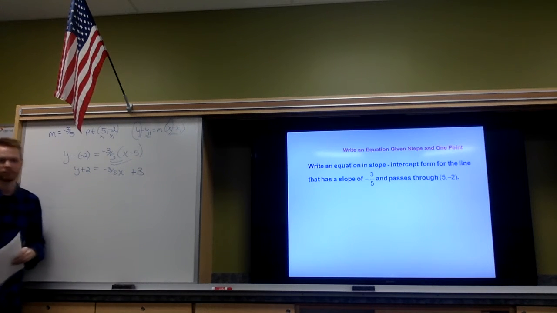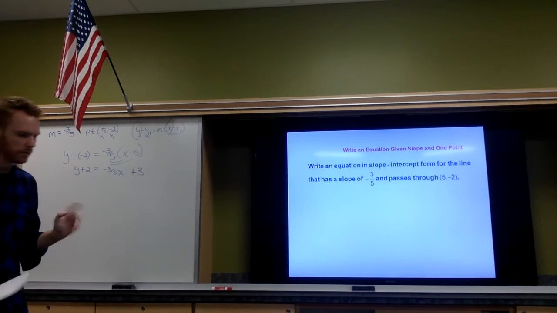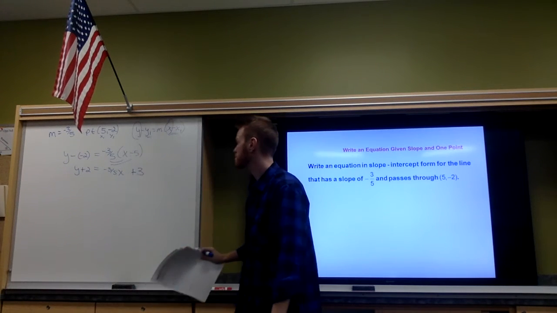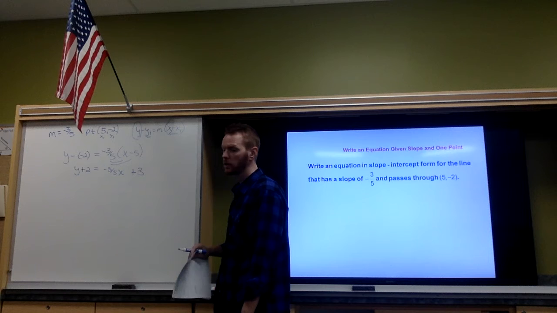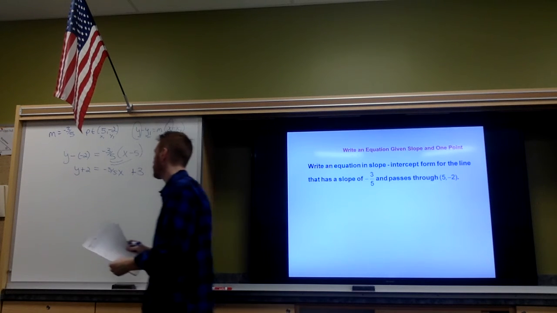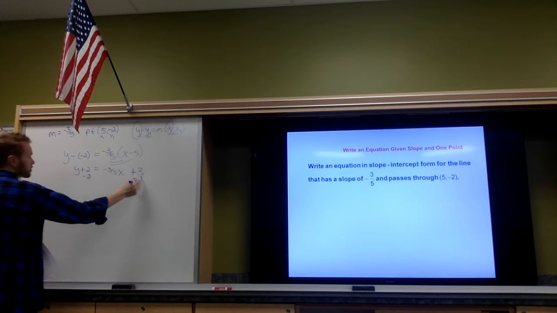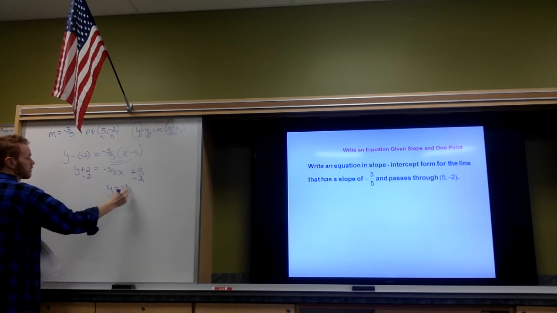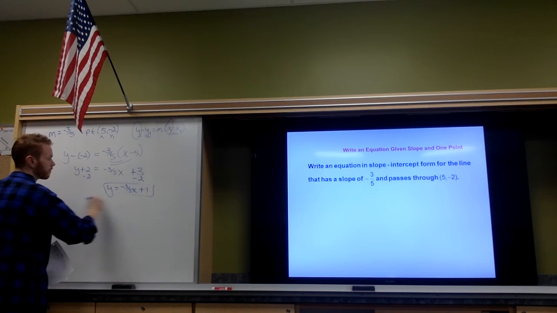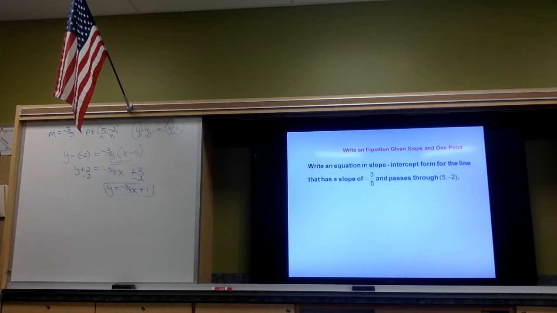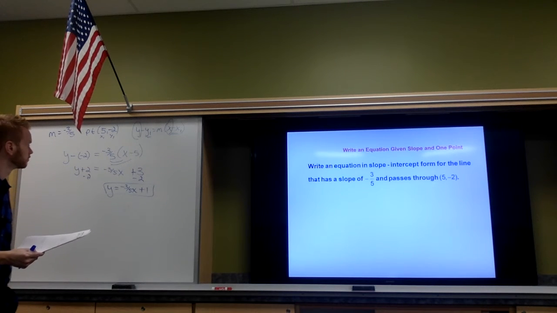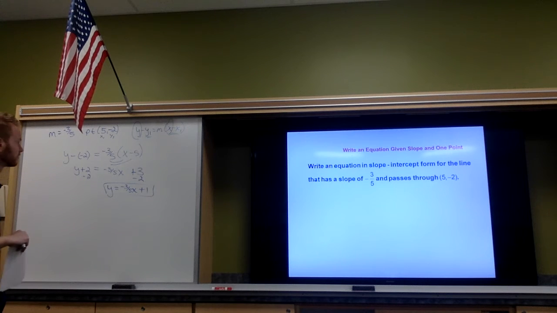I think a lot of times people get scared with the fraction, but sometimes the fractions work out nicely. Now, this isn't in y equals mx plus b format yet. We've got one final step, and that's to get y by itself. So subtract 2 from both sides. We get y equals -3/5 x plus 1. And there's my line. Any questions? No? Okay, I'm assuming you understand that.